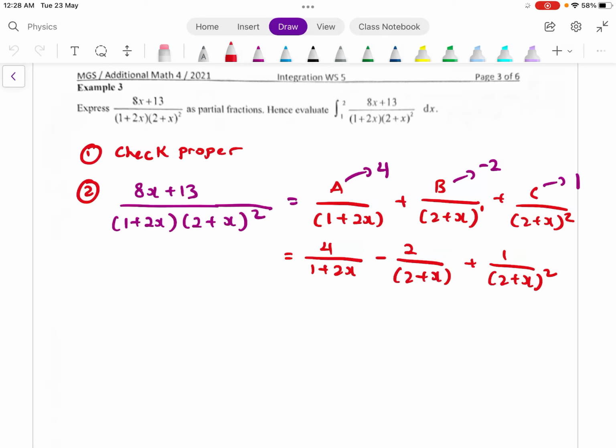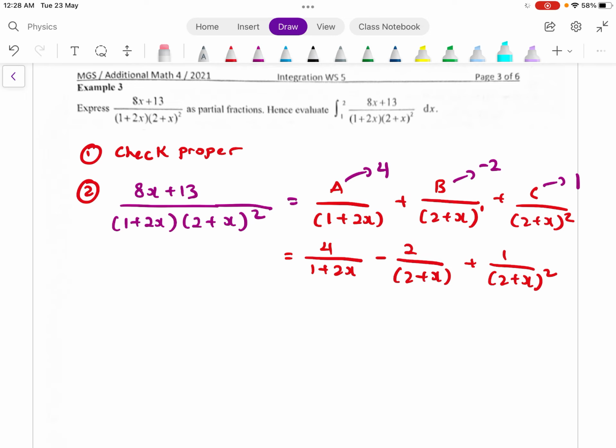Alright, so let's go through example 3. For the last lesson, before we called it a day, we did the partial fraction. When we did the partial fraction, we got 4 over 1 plus 2x, minus 2 over 2 plus x, plus 1 over (2 plus x) squared, right?